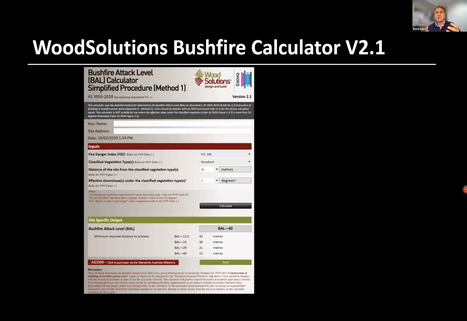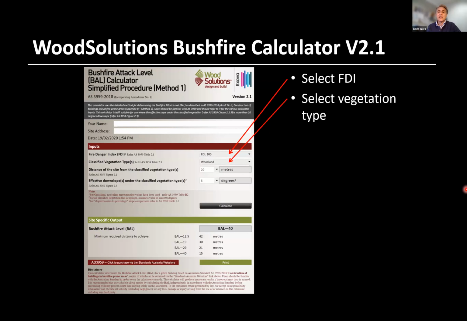So to try and assist designers in looking at what BAL would be applicable for their buildings, there's a calculator that's based on the bushfire standard. This WoodSolutions Bushfire Calculator, we basically aligned with the simplified pathway in the bushfire standard. So basically you select the fire danger index, depending on where you are in Australia, the type of vegetation, as I said, either from a forest vegetation classification down to grasslands.